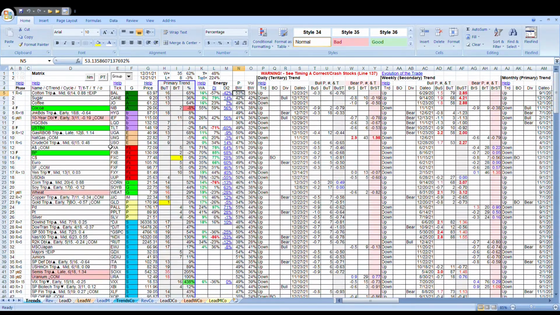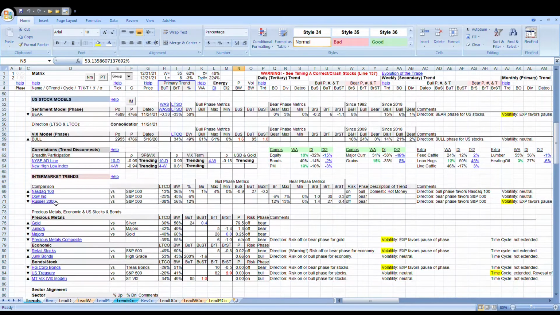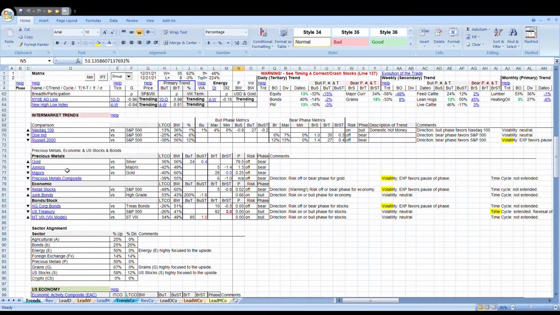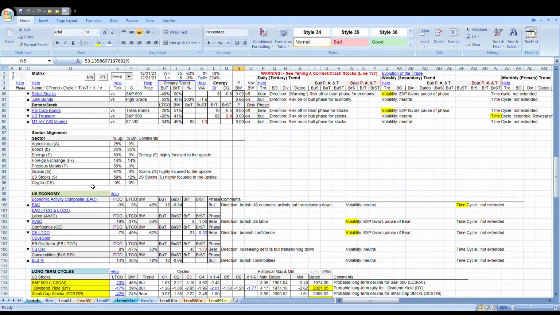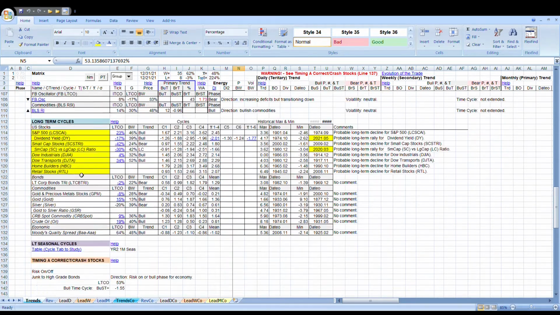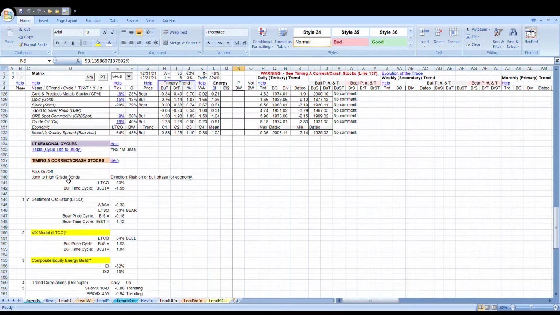We tend to focus on individual markets, but there's a lot going on inside the intermarket trends as well as the U.S. economy and some of these longer term cycles. And again, something that's probably overlooked quite often is the long-term seasonal cycles. And so now we've incorporated that for it to be automatic.